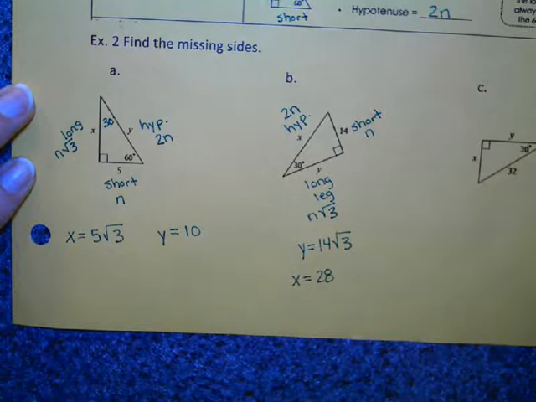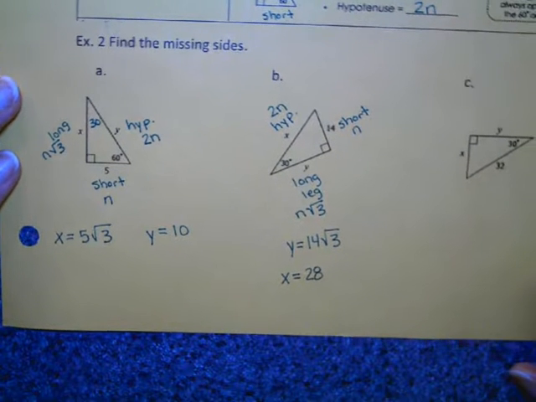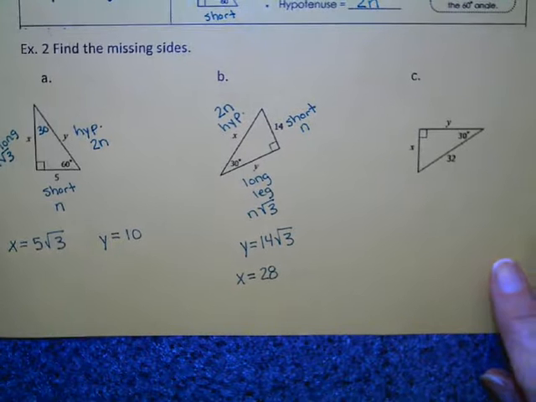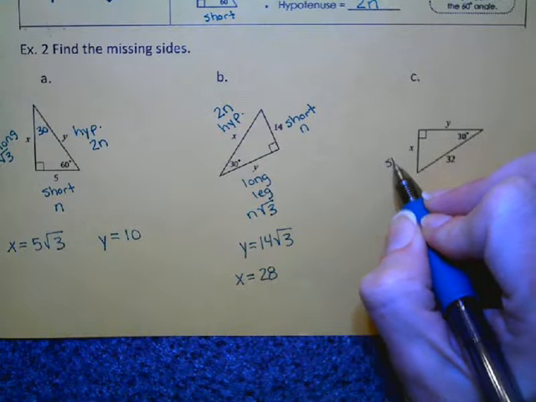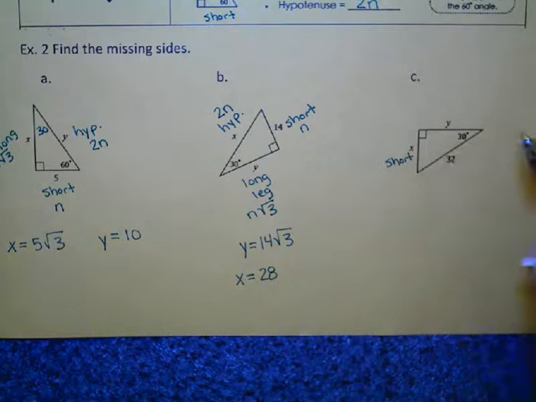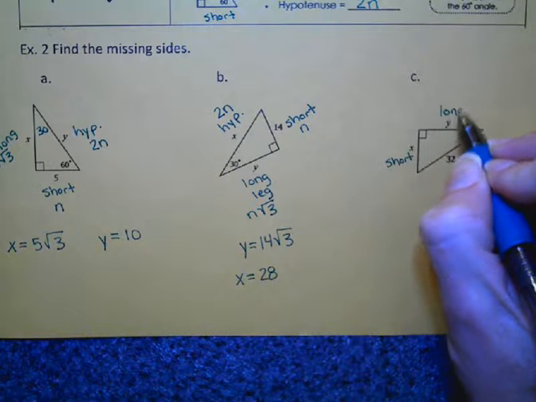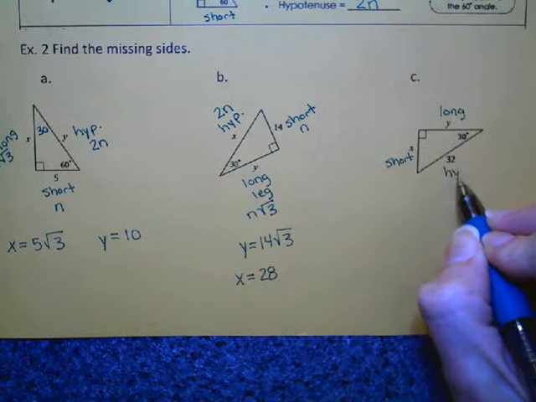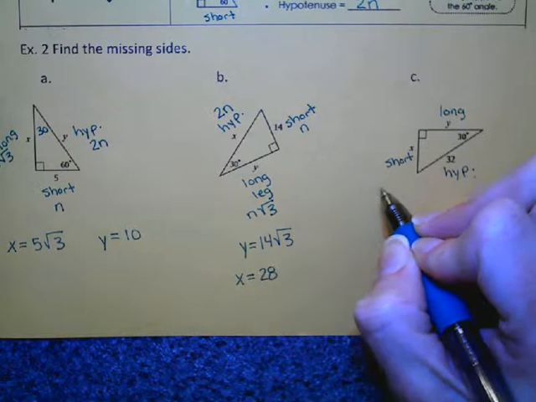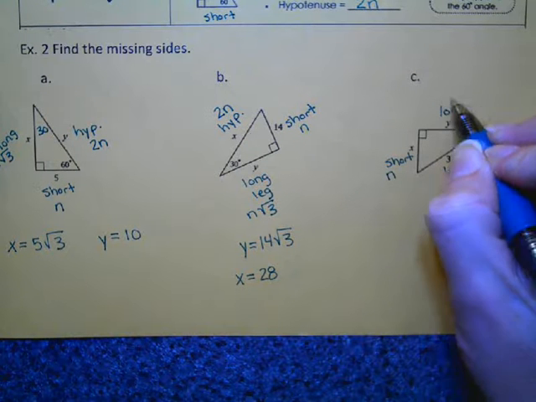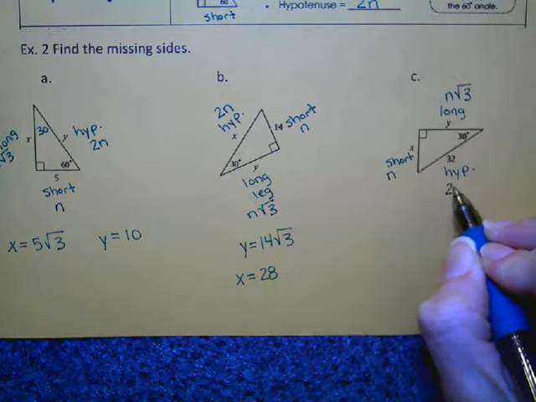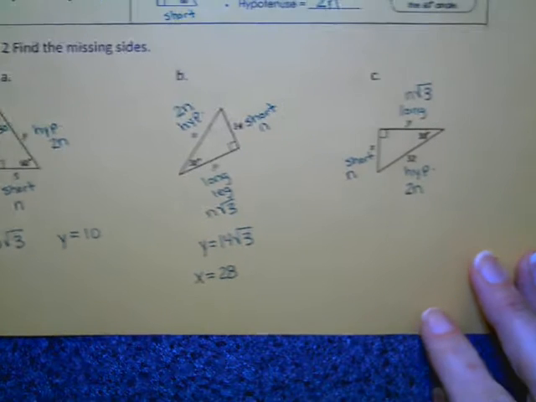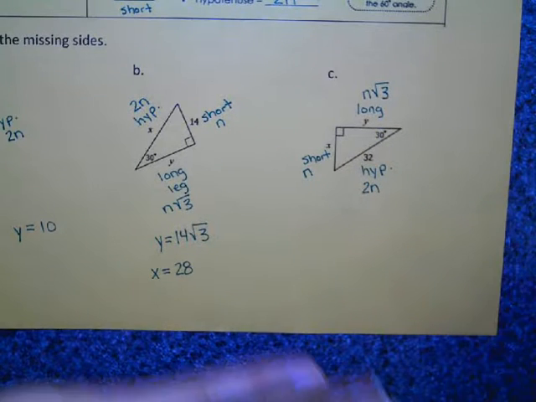Those are the easiest ones if they give you the short side. If they don't, it does get a little bit more complicated. So 30 degrees, opposite of 30 is your short leg. You have our long leg, and then you have the hypotenuse. I'll put the rules. The short leg is n, the long leg is n square root of 3, and the hypotenuse is 2n. Well, in this case, they didn't give us the short side, but they did give us the hypotenuse.